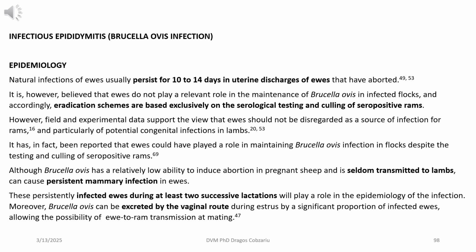Although Brucella ovis has a relatively low ability to induce abortion in pregnant sheep and is seldom transmitted to lambs, it can cause persistent mammary infection in ewes. These persistently infected ewes, during at least 2 successive lactations, will play a role in the epidemiology of the infection. Moreover, Brucella ovis can be excreted by the vaginal route during estrus by a significant proportion of infected ewes, allowing the possibility of ewe-to-ram transmission at mating.